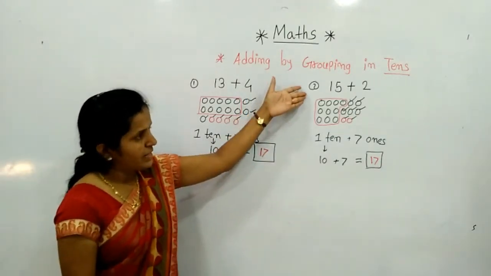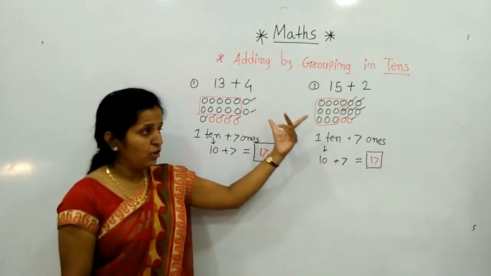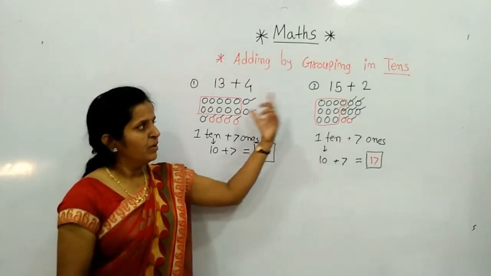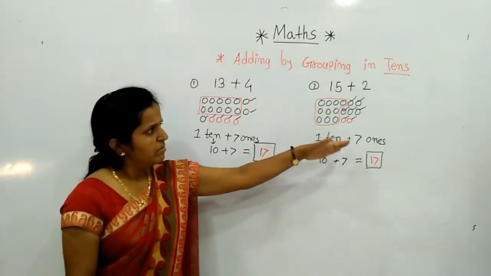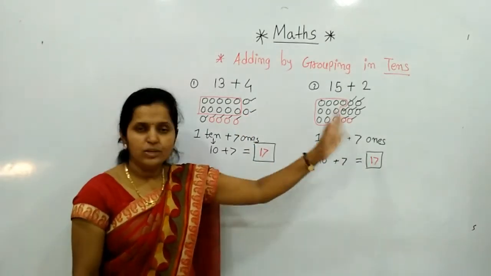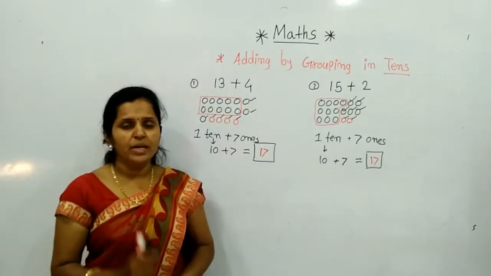In this way, whenever an example is given, firstly draw the pictures, draw the circles, and among those circles find or make a group of 10. Then see how many remain. Convert into tens and ones. Lastly, do the addition. In this way, this is adding by regrouping in tens.